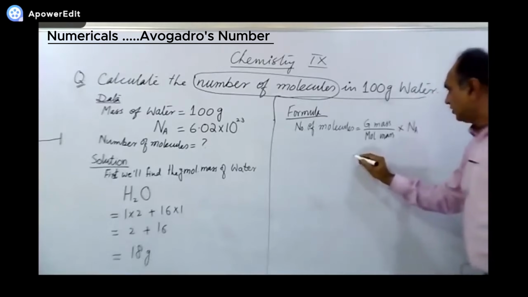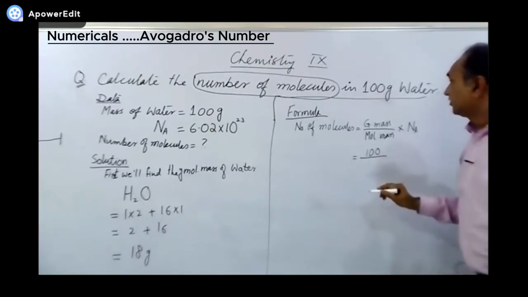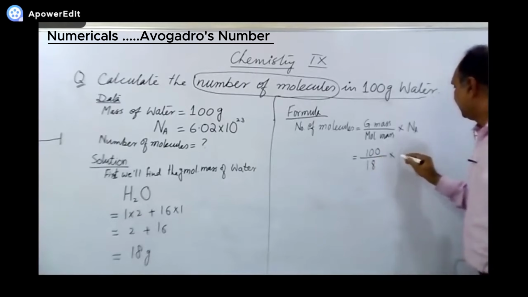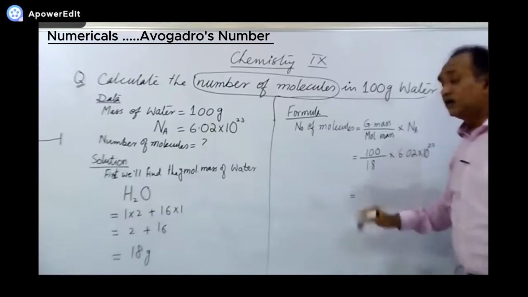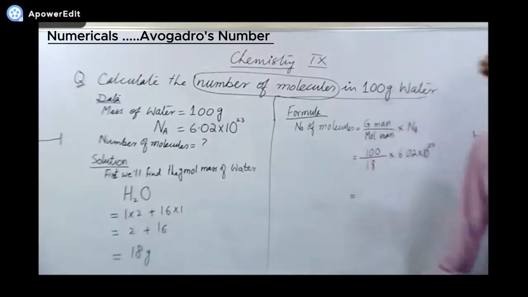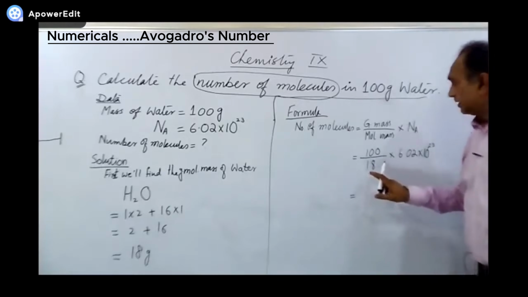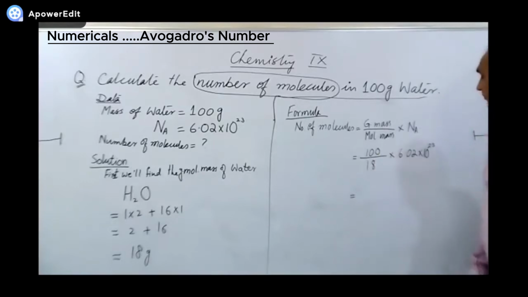Substitute the values. What is the mass given to us? 100 gram. What is the molecular mass of water? 18 multiplied by 6.02 into 10 raised to the power 23. So now we will use what? We will use the scientific calculator. We will multiply first 100 by 6.02 into 10 raised to the power 23.